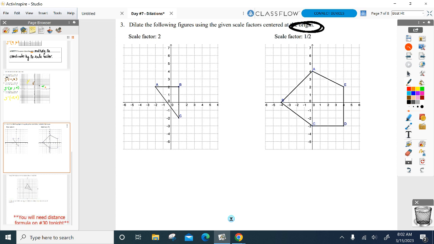See if you can do A, B, and C, scale factor of 2. Again, you can use slope, up and over how many from the origin, and go that distance again, or figure out what each point is and multiply them by 2. And make sure you label the primes now. I'll come around here in a second, see how you're doing.